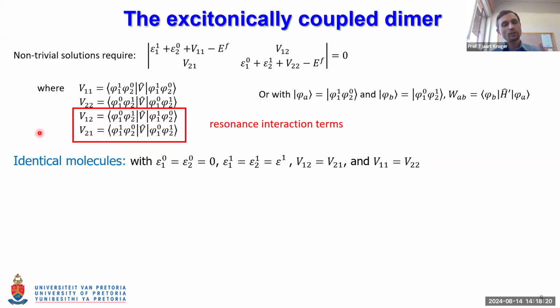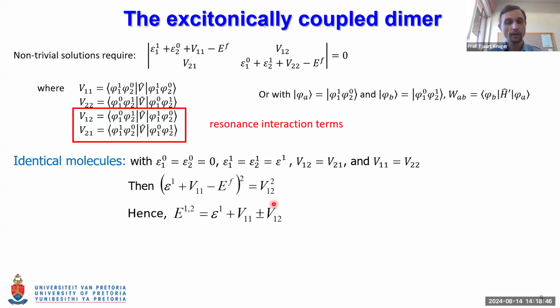Let's now consider identical molecules. In that case, the ground state energies are 0. The first electronic excited state energies are also equal. V12 is equal to V21, and V11 is also equal to V22, related to the site energies on the diagonal. Then this determinant reduces to this form, and we can easily calculate the associated energies of our dimer. There are two different energies.